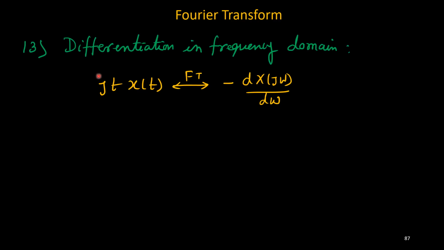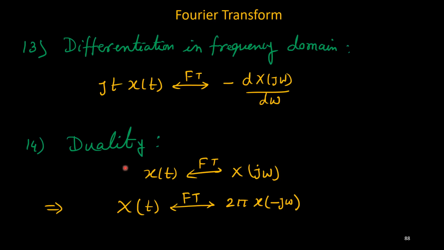So if I multiply j t with x(t), and then take the Fourier transform, you will get minus d X(j omega) by d omega. That also you can prove easily. You can start with the Fourier transform definition, then take the derivative on both sides with respect to omega, and then compare, you will get this result. I have discussed this in detail in one video. You can go through it.